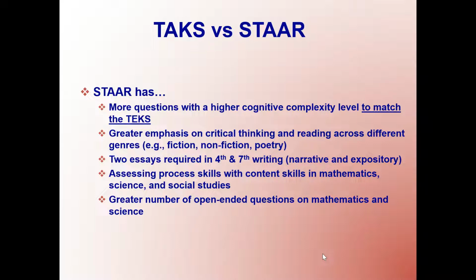Sometimes that could be how to make a peanut butter and jelly sandwich, or a how-to detailed piece of writing. Others could be to read about an animal or a plant or some sort of science topic, and then write about what you read. So it gets a little more difficult on the STAAR test than it has been in the past. There are processing skills in math and science and social studies.